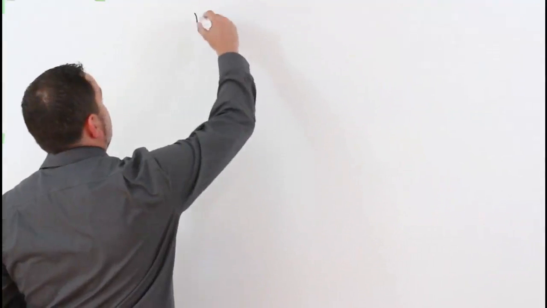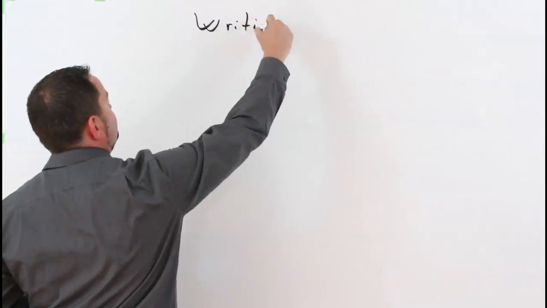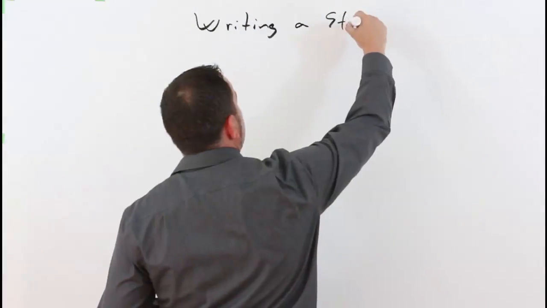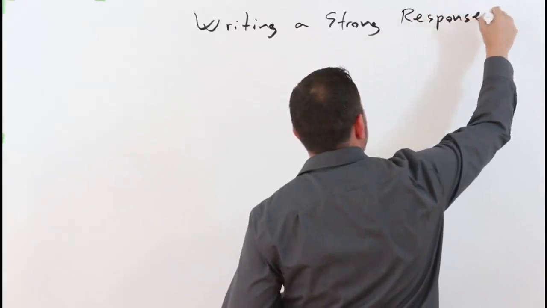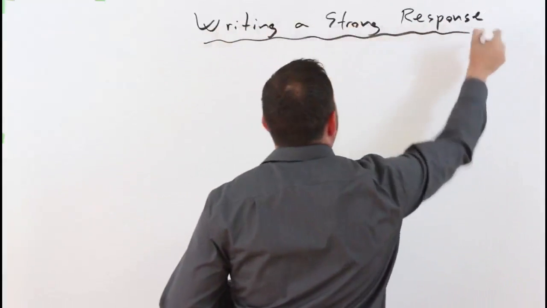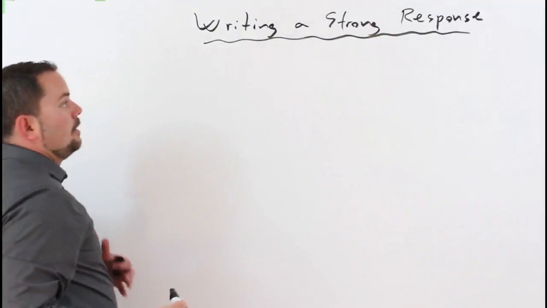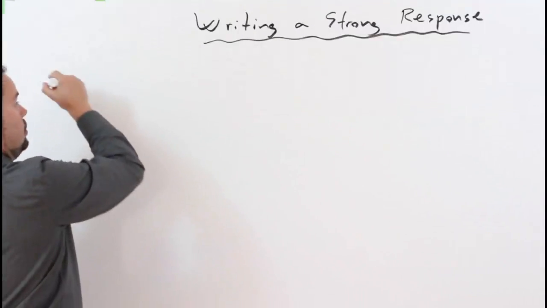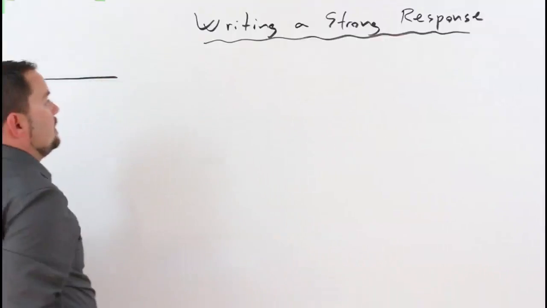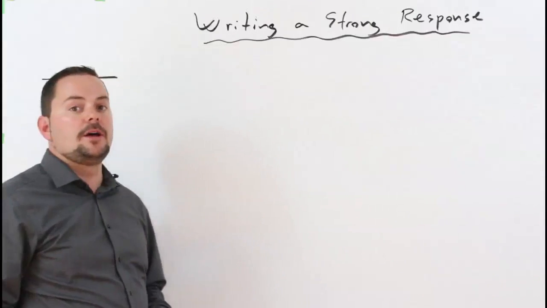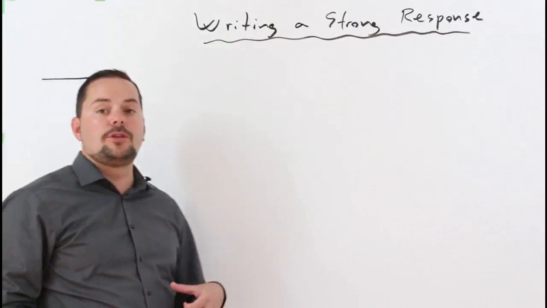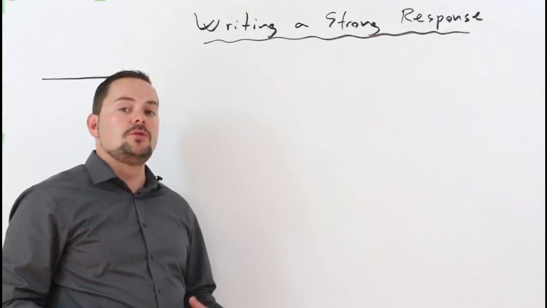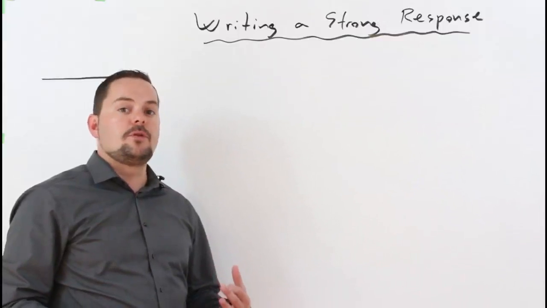So this is writing a strong response. Again, the first part is the description. You need to indent 5 spaces. It is a new paragraph. So let's begin describing it. For the first sentence, just simply use the paraphrase of the question.